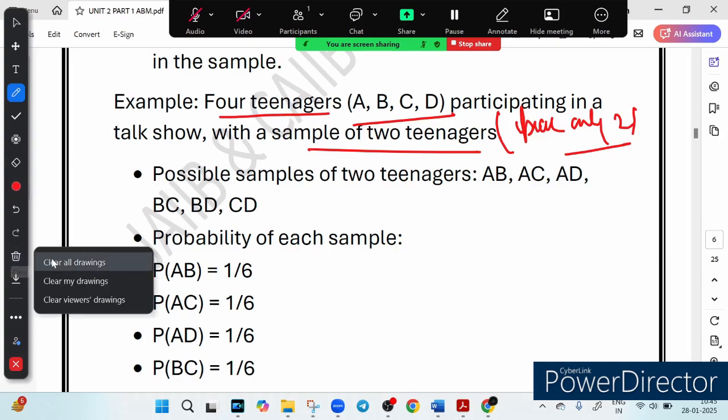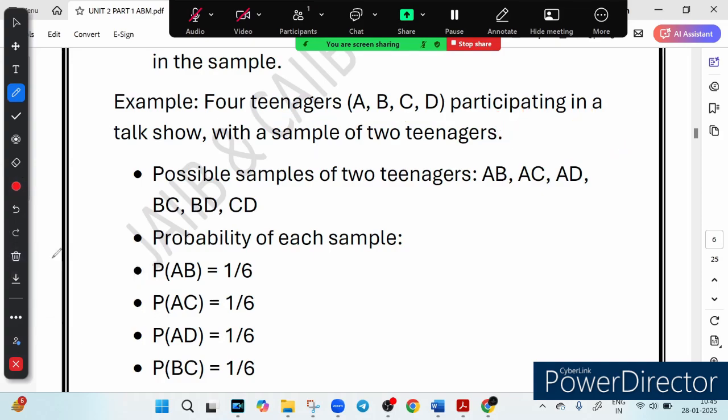Have you understood the question? There are four teenagers. They want to participate in a talk show with a sample of two teenagers. So in a single sample, there can be only two teenagers. How many possibilities are there? You can see, A can club with B, A can club with C, A can club with D, or B can club with C, B can club with D, or C can club with D, right? So there are 6 possibilities.